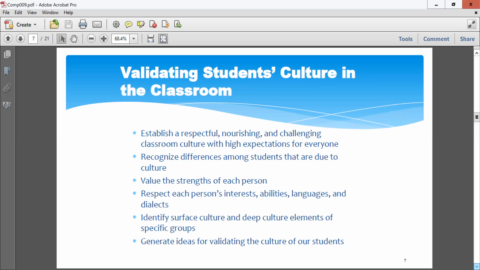And they may feel maybe self-conscious. Particularly when you have a small population of ELs, this can be very critical because they feel very shy and intimidated. Identifying their surface and deep culture elements.